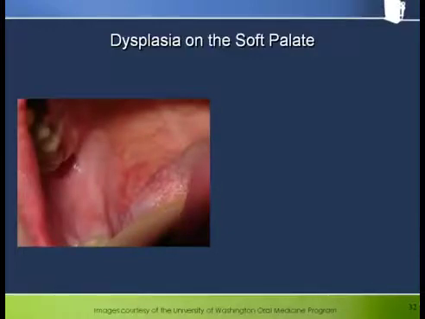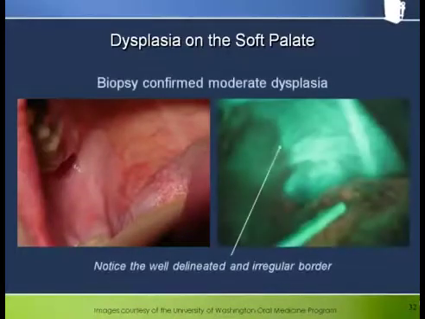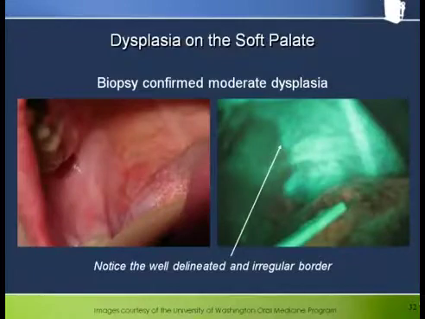This is an example of a large area of leukoplakia on the soft palate that was confirmed by biopsy to be moderate dysplasia. Under VELscope, the leukoplakia presents as a dark area in stark contrast to the adjacent healthy tissue on the soft palate. Notice in particular the well-delineated and irregular border of the dark region. This is typical of dysplasia and oral cancer.